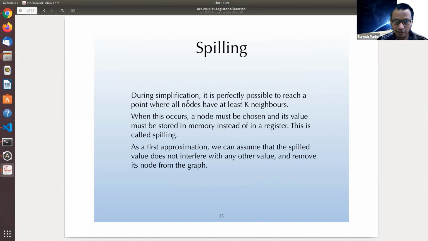So this is what we discussed: this idea of spilling. During simplification, it is perfectly possible to reach a point where all nodes have at least k neighbors. When this occurs, a node must be chosen, and its value must be stored in memory instead of in a register. This is called spilling. Then we remove it from the graph and continue with the coloring process.